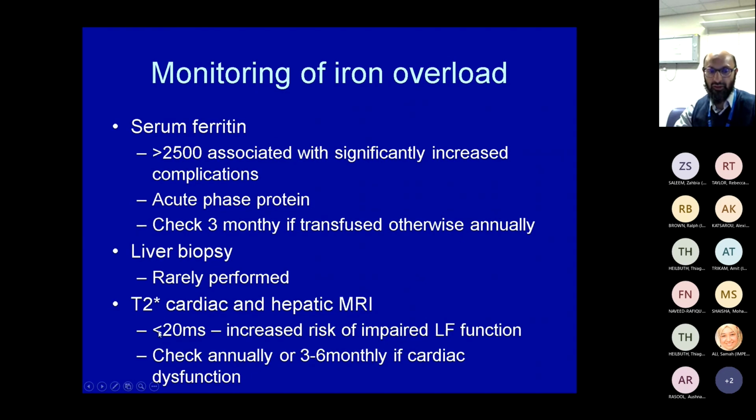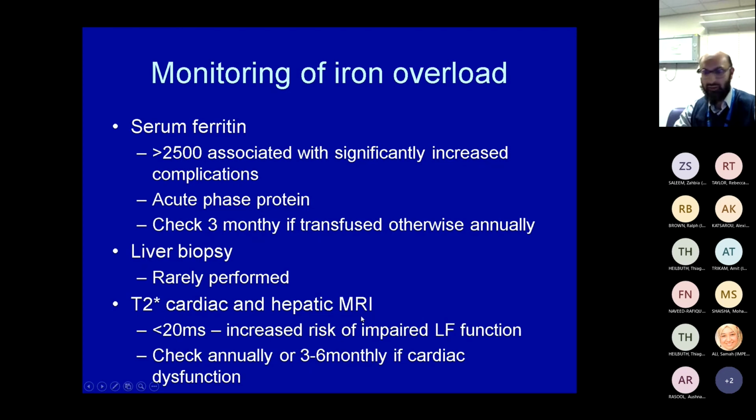With regards to the T2 star cardiac MRI, a value of less than 20 milliseconds is indicative of cardiac iron overload. The hepatic MRI, whilst it is used in many centres, is affected by acute phase elevations in serum ferritin. Hepatic steatosis also affects the T2 star MRI results.